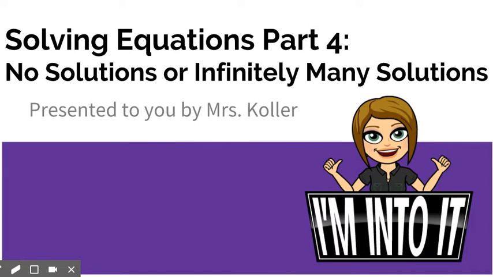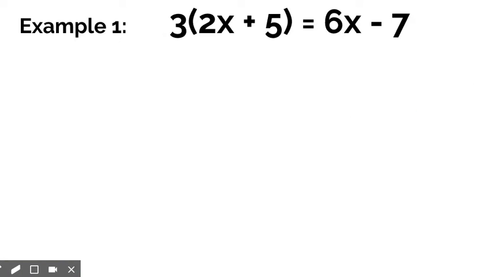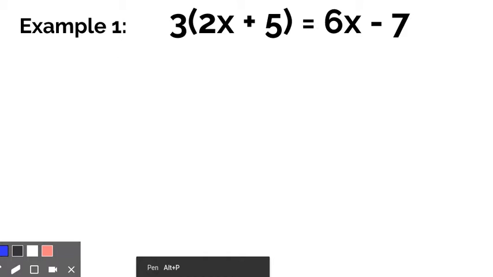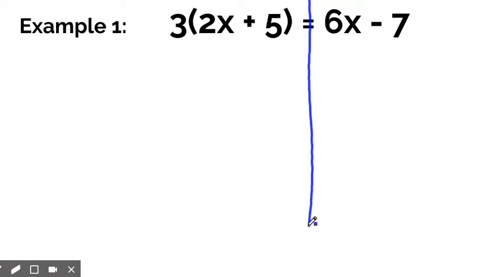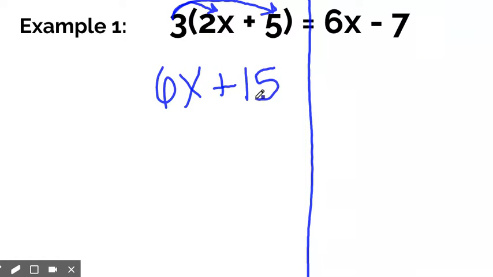We're going to go over solving equations that either have no solutions or infinitely many solutions. So for the first example, we're going to start out the same way every time. Line down the middle. On the left side, we have some distributive property that needs to be done. So this 3 on the outside of the parentheses is going to be multiplied times 2x, which will give us 6x. And then we have 3 times that positive 5 on the inside, which will give us a positive 15.